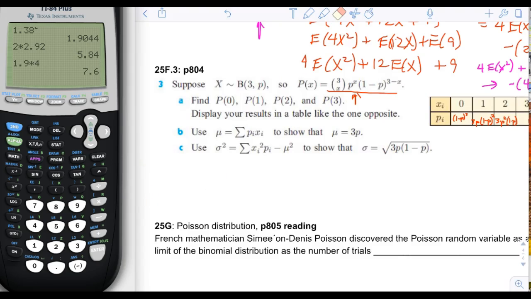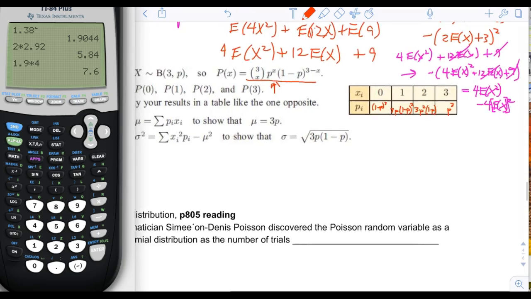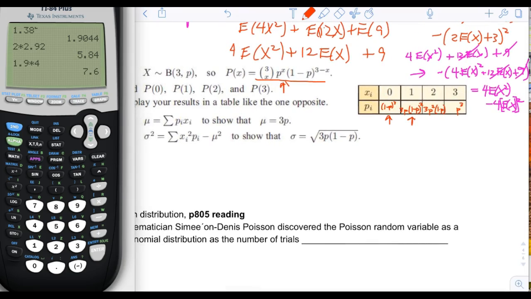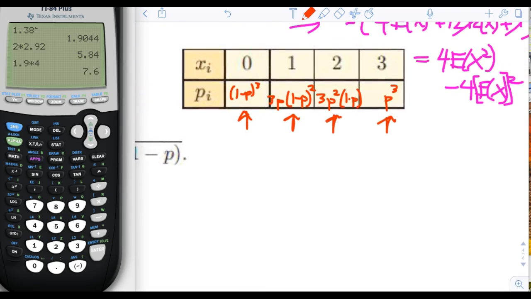Use mu equals the sum of p_i x_i to show that mu equals 3p for this distribution. So what we're going to do is multiply these two, multiply these two, multiply these two, multiply these two, and add everything up. So 0 times (1 minus p) cubed gives us 0. 1 times 3p times (1 minus p) squared gives us 3p times (1 minus p) squared. And 2 times 3p squared times (1 minus p) gives us 6p squared times (1 minus p). And then 3 times p cubed gives us 3p cubed.